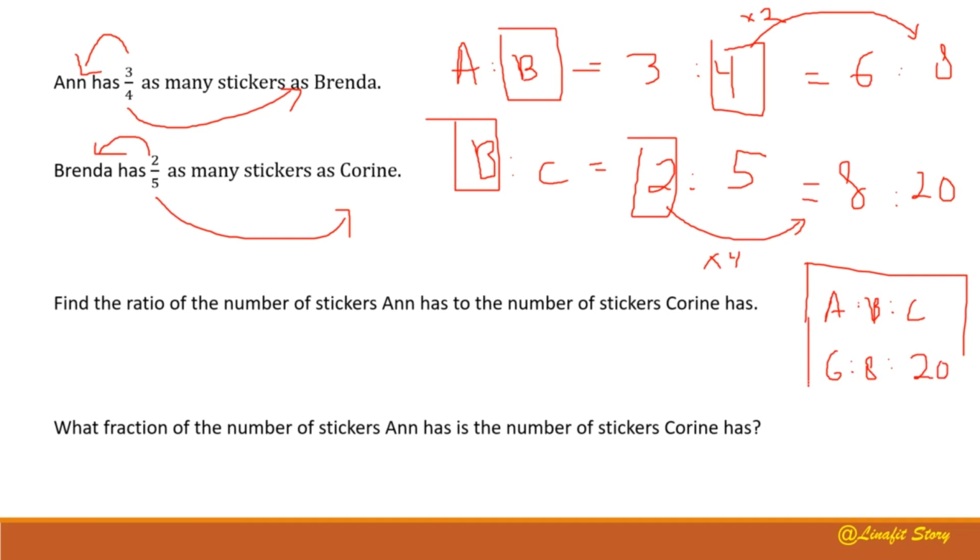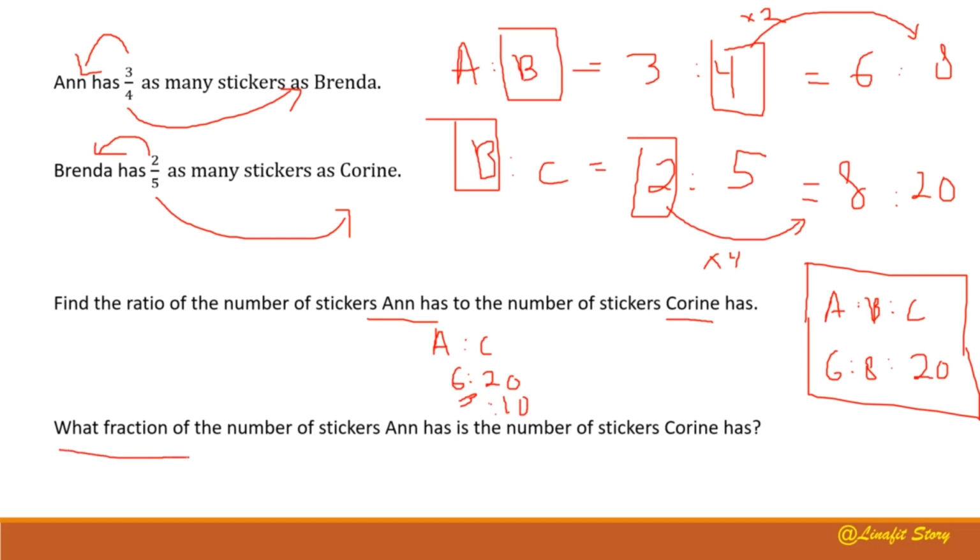20. So the first question, find the ratio of the number of stickers N has to the number of stickers Corinne has. So N to Corinne equals to 6 to 20. Don't forget to simplify. So equals to 3 to 10. So the ratio of the number of stickers N has to the number of stickers Corinne has is 3 to 10.